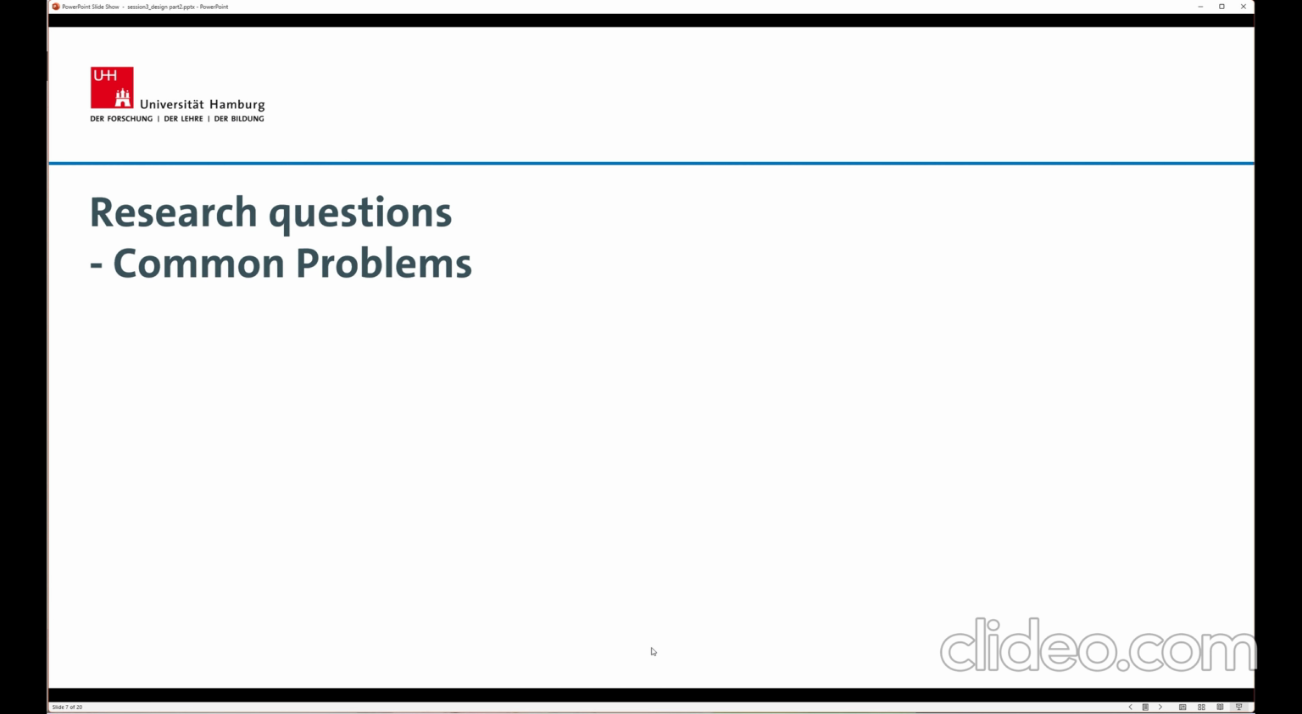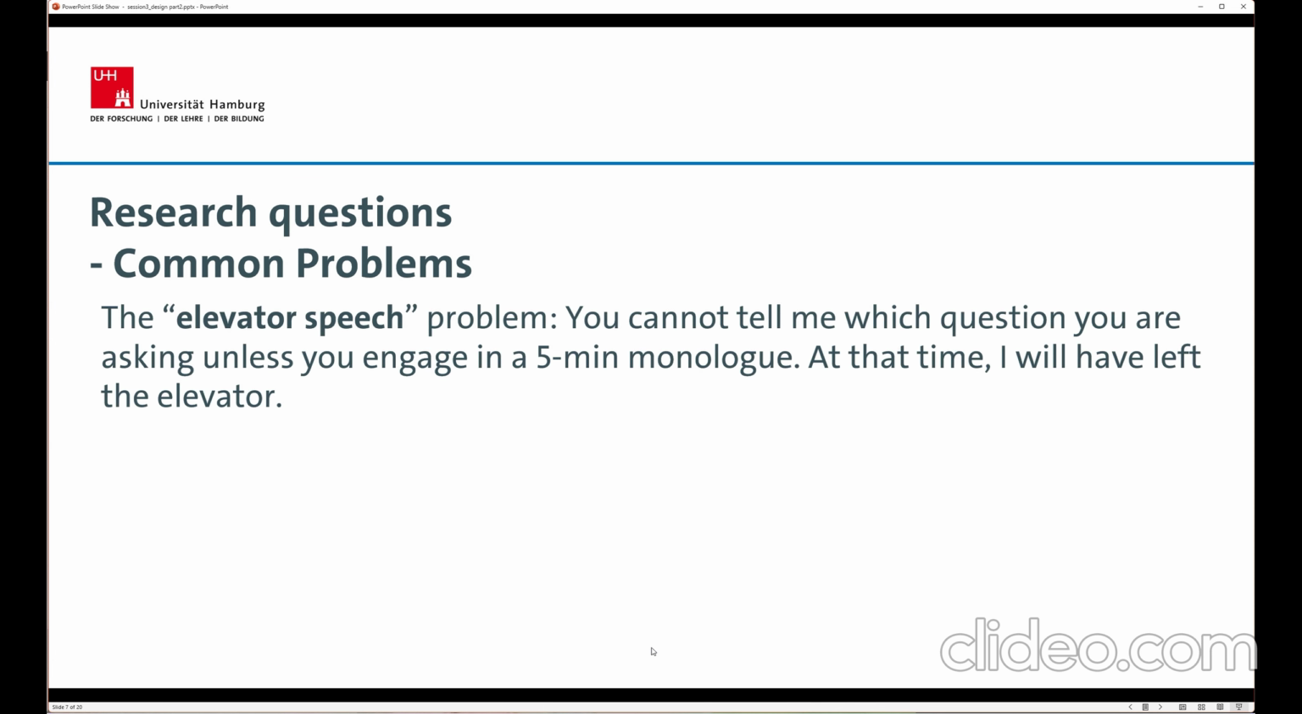Let me start by describing several problems that are commonly found when you listen to people describing the research question. One problem that is commonly found is called the elevator speech problem. That is that people cannot tell what research questions they are answering or try to answer unless they engage in a 5-minute monologue.